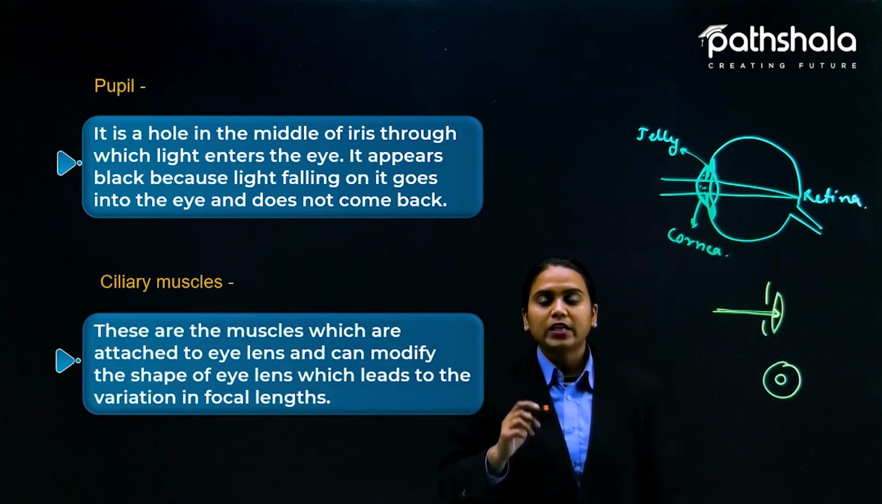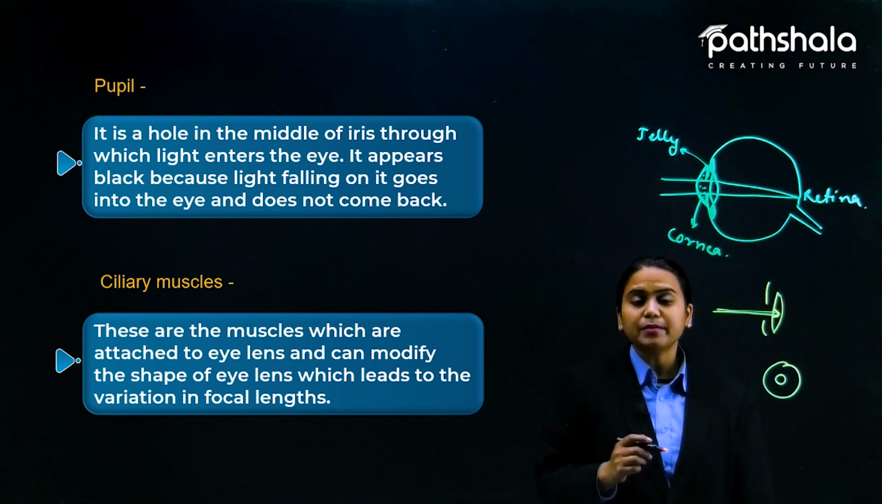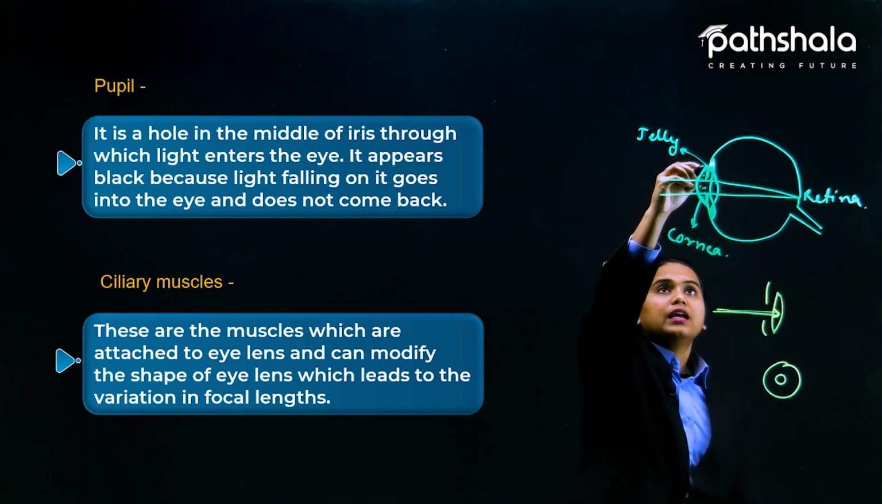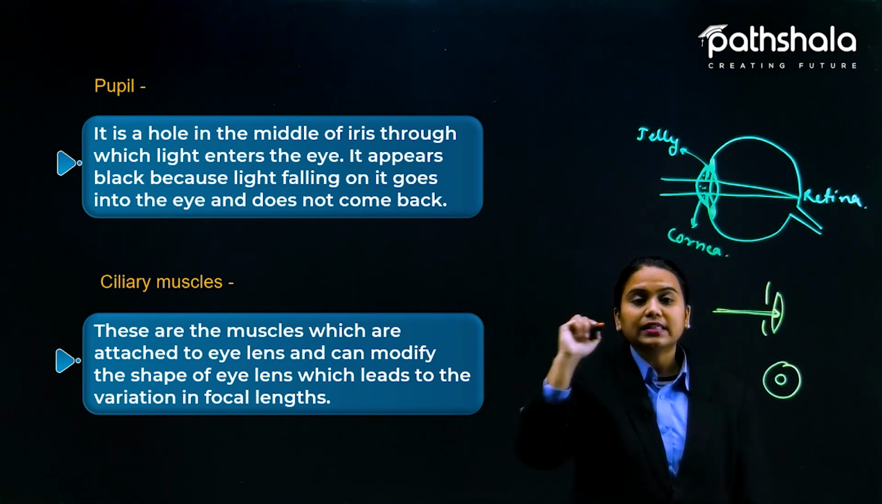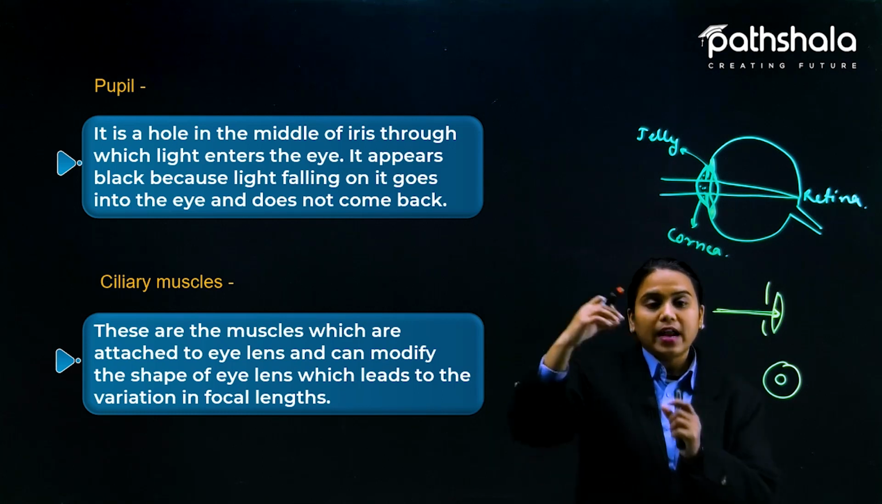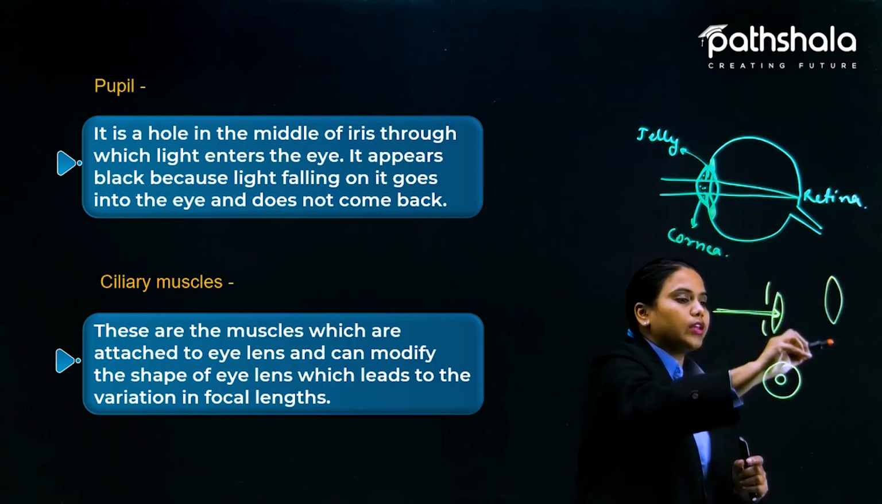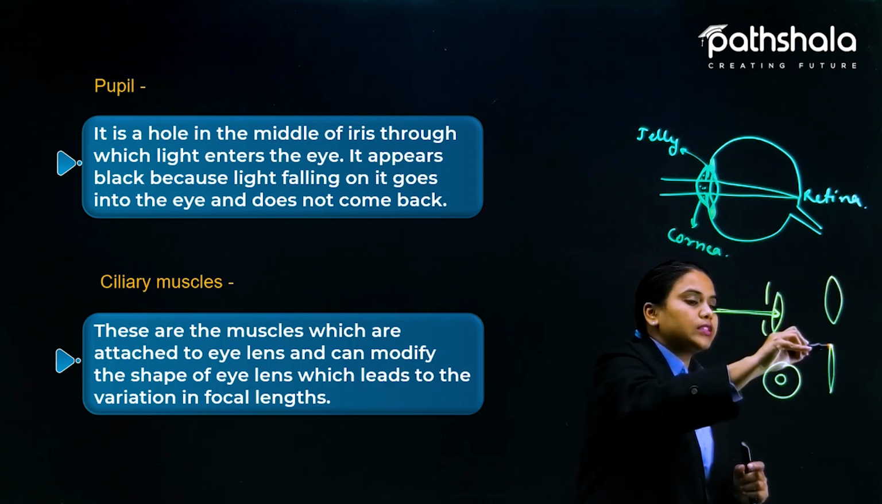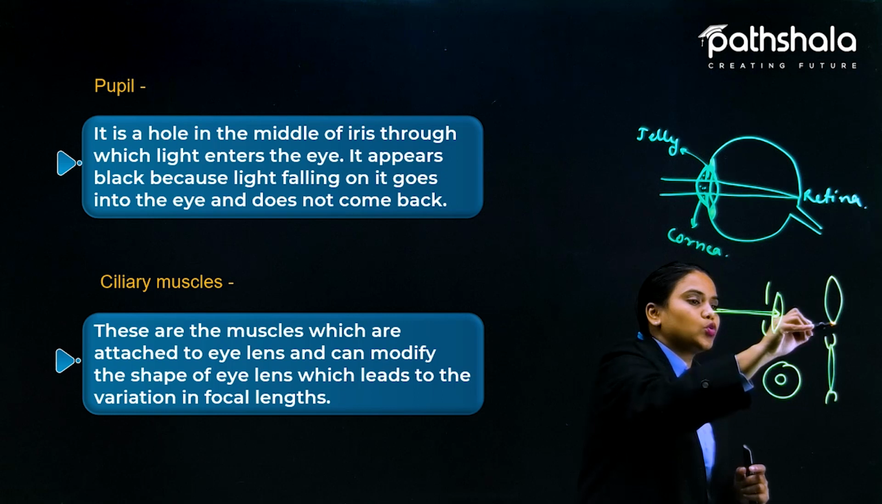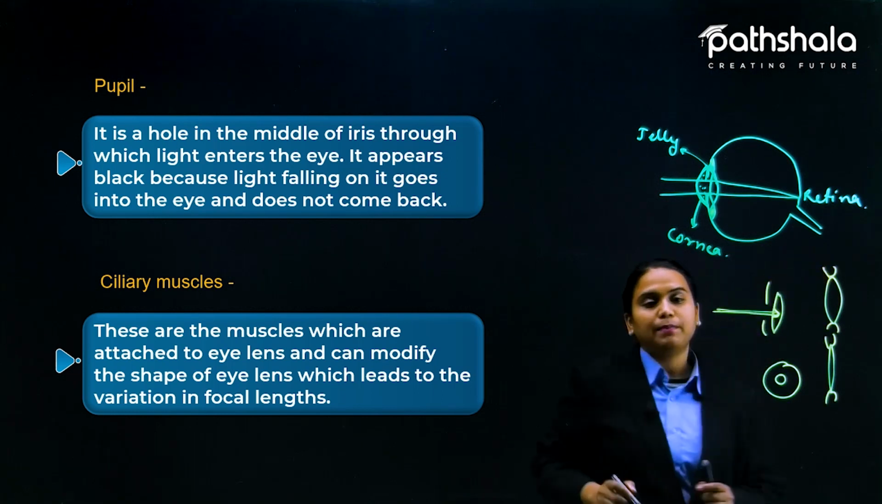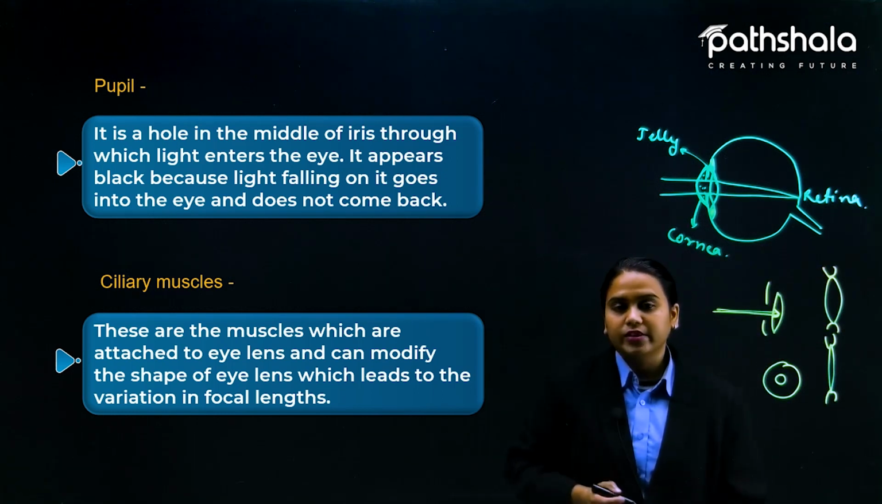Now, ciliary muscles. Ciliary muscles are the muscles that are here, that are helpful for us for adjusting the eye lens. The eye lens could be thick or thin, so it depends upon the ciliary muscles that are attached to it, and that is helping the eye lens to get adjusted.